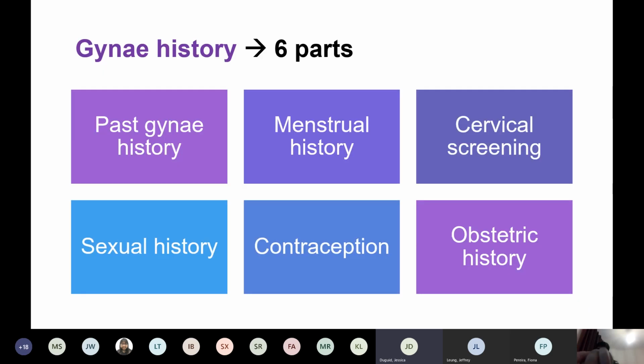Okay, so as I said, the gynae history is something you need to ask about, and the way I learned it is in 6 main parts. Yeah, incontinence comes up in geriatrics a lot too. It's one of the main things, so heads up for that.